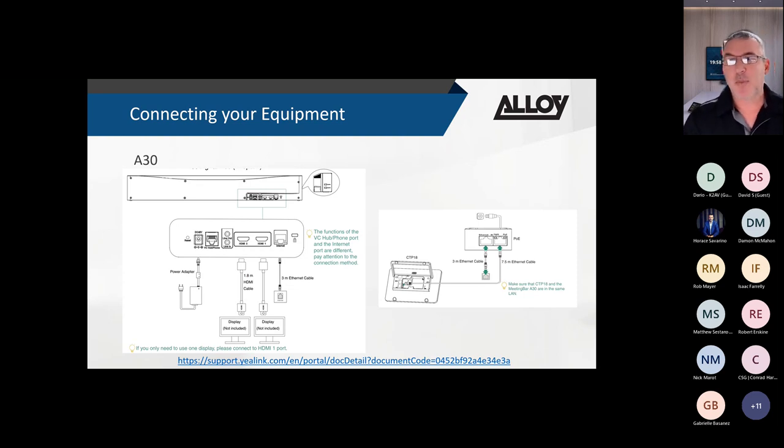So on the back of the A30 bar, we've got our power connection, we've got our VC hub or phone port, which can be used to connect additional microphones, or also our VCH51 content sharing box. On the A30, we've also got a line in and line out. Now, at the moment, if you utilize the line in or the line out, it's going to disable the mic or the speaker in the A30. So you're only using one or the other. We've also got two HDMI ports, and we've got our internet port for our connection to the corporate network.